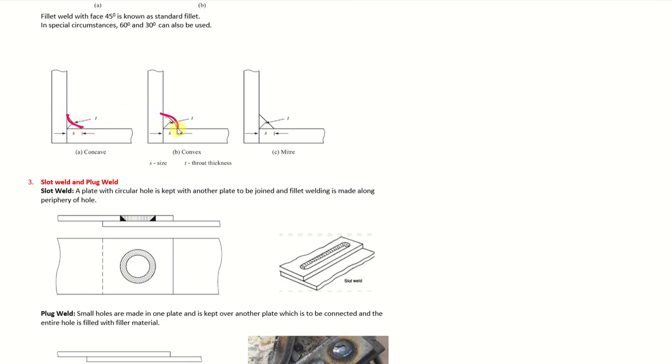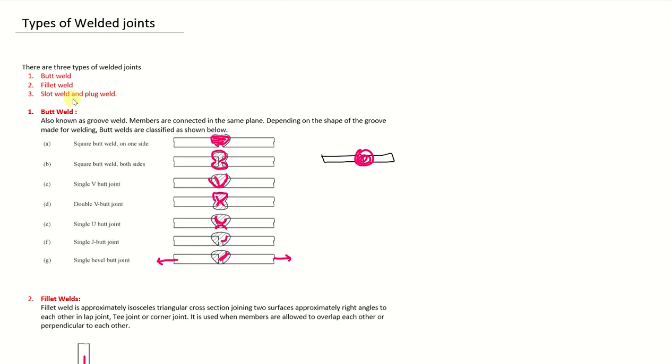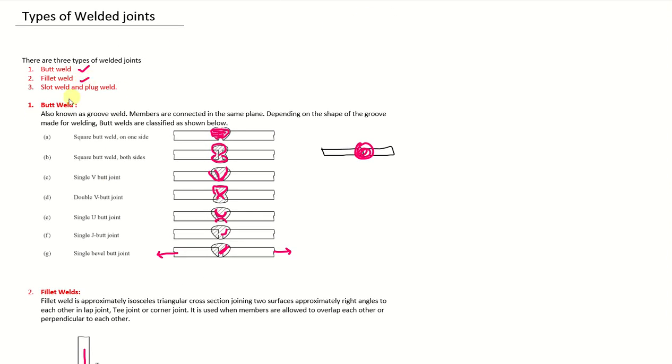Convex is a shape, and miter is a perfectly straight one. So those two are important: butt weld and fillet weld. We have seen the butt weld and fillet weld. We need to see now the slot weld.